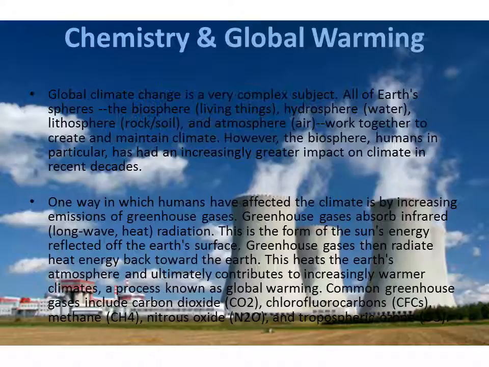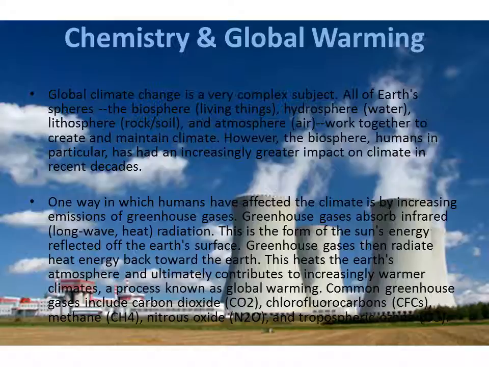Chemistry and global warming. Global climate change is a very complex subject. All of Earth's spheres, the biosphere (the living things), hydrosphere (water), lithosphere (rock and soil), and atmosphere (air), work together to create and maintain climate. However, the biosphere, humans in particular, have had an increased, greater impact on climate in recent decades. One way in which humans have affected the climate is by increasing emissions of greenhouse gases.